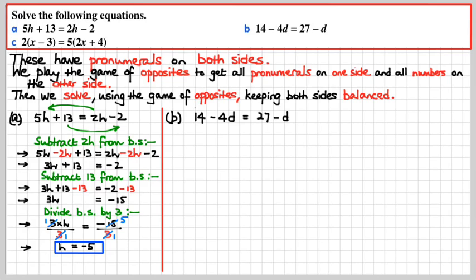Okay, what's that one? So now the first decision we've got to make is which side do we want the pronumerals on and which side do we want the numbers on? Because we've got pronumerals and numbers on both sides of this equation, so we have to fix that. I think we'll have the pronumerals over on the left and the numbers over on the right, don't you? Good, well let's do that.